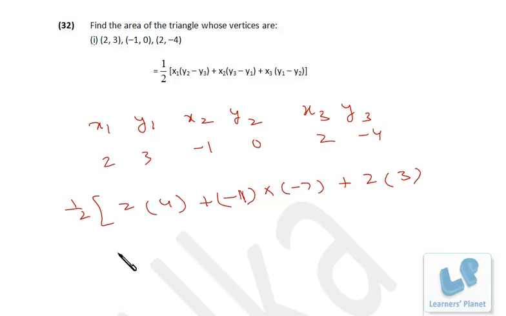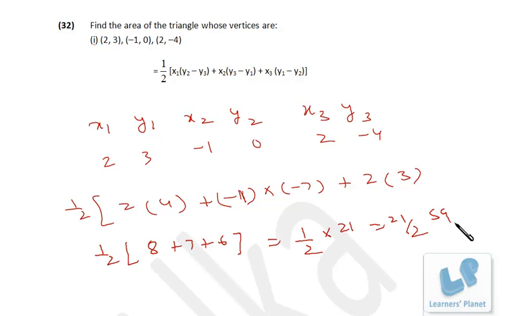Okay. So that's half 8 plus 7 plus 6. So that is half 8 plus 7, 15. 15 plus 6, 21. So that is 21 by 2 square units. That is the area of the triangle. So nothing has to be done. You just have to put up the values of x1, y1, x2, y2 and x3, y3 in this formula. You can easily solve it. Okay.